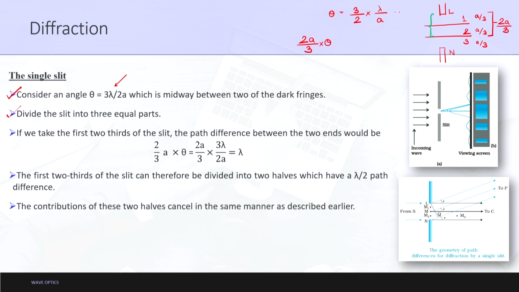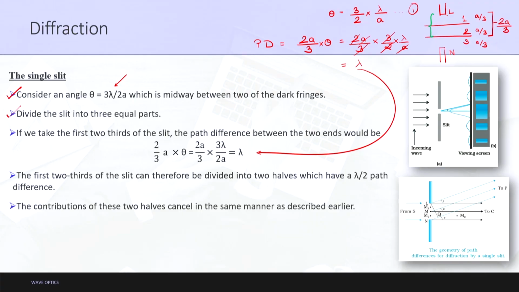Now from this equation we can substitute the value of theta, hence let me write the path difference like this. Path difference is equal to 2A by 3 multiplied by 3 by 2 multiplied by lambda by A. Quite evident, 2 gets cancelled, 3 gets cancelled, A gets cancelled, hence we found the path difference equal to lambda. That means for the slit width of 2A by 3 we are getting a path difference of lambda.